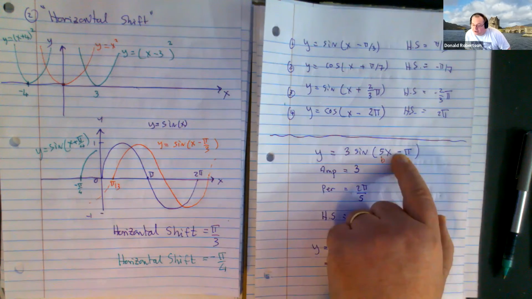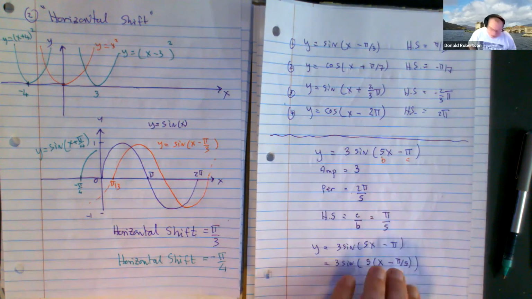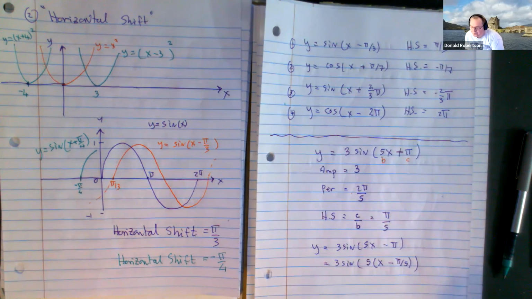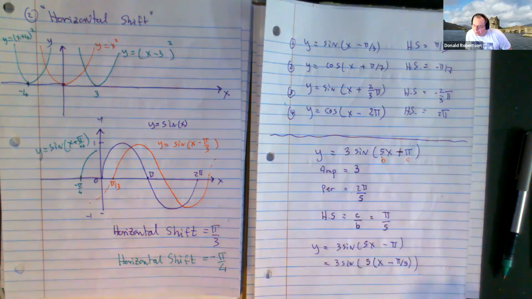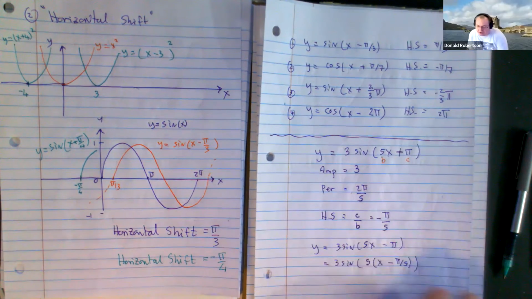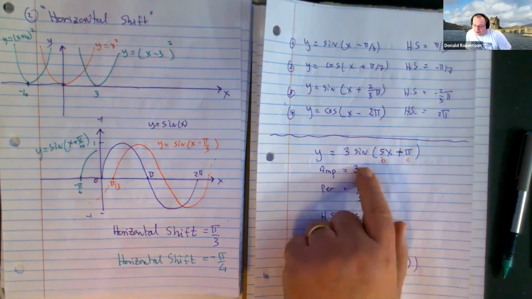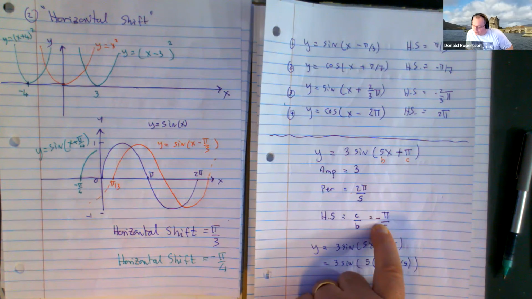Now, do you notice how I said it was positive? Can you see why? What would the answer be to that question if this was a plus pi? Then it'll be a negative. Isn't that just something you have to remember, whether it's plus or minus? It's the opposite of what you see. You see a plus, you know it's a negative horizontal shift. Are we good?